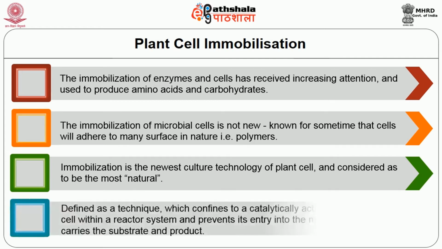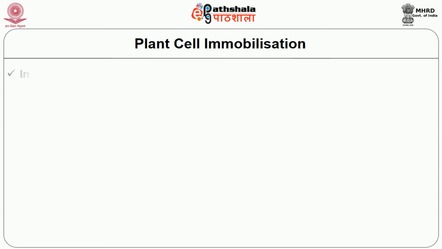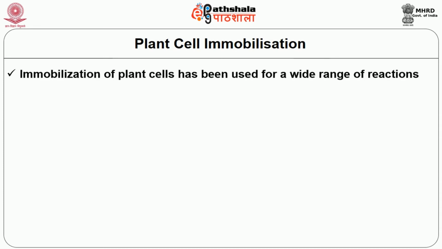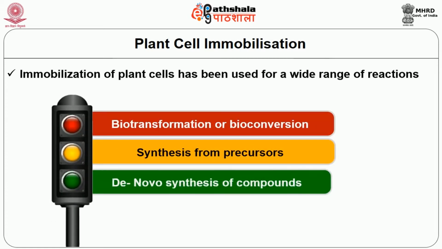It has been defined as a technique which confines a catalytically active enzyme or a cell within a reactor system and prevents its entry into the mobile phase, which carries the substrate and product. Immobilization of plant cells has been used for a wide range of reactions which can be divided into three groups: biotransformation or bioconversion, synthesis from precursors, and the de novo synthesis of compounds.